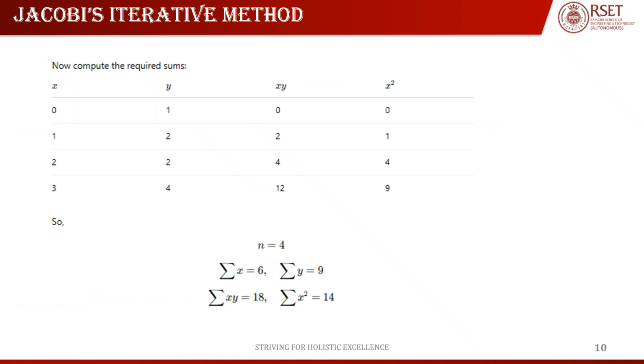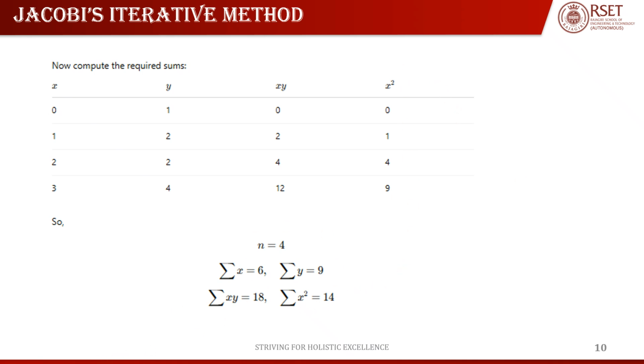Okay, so first you have the x value, the y value, the xy value, and the x square value. Then you just take the summations. Summation xi is 6, summation yi is 9, summation xy is 18, and here it's 14.